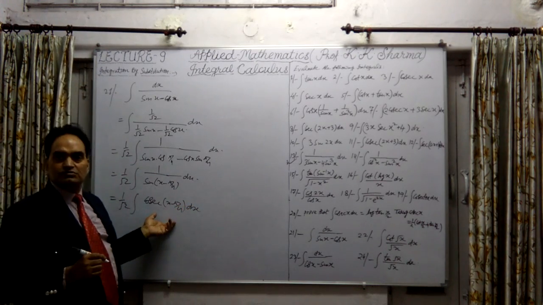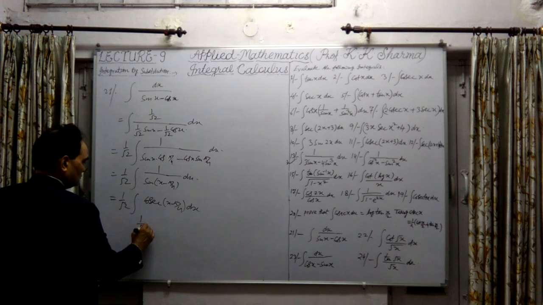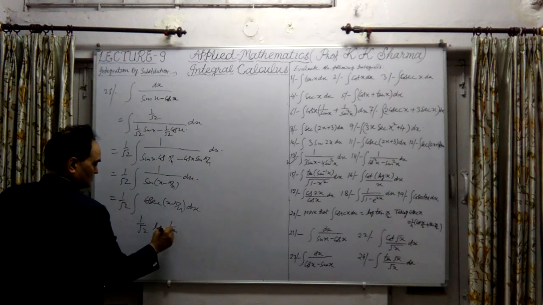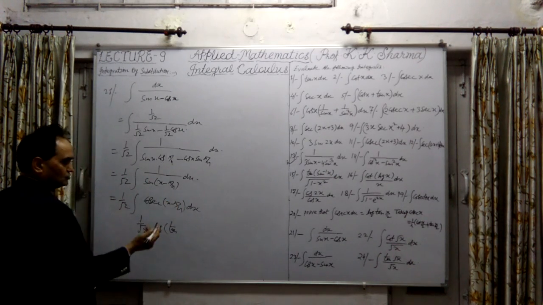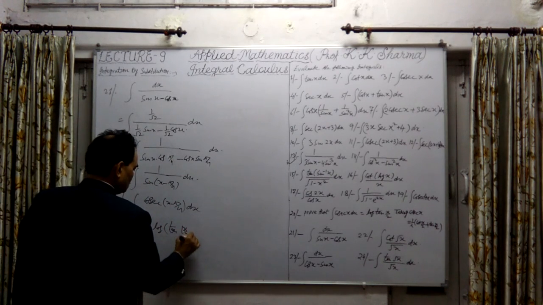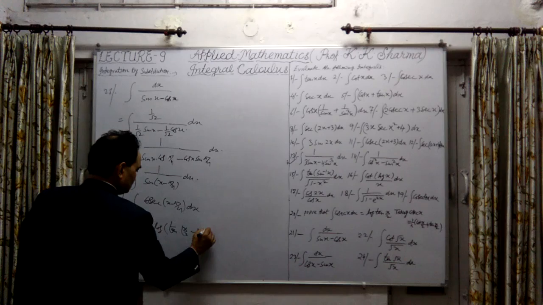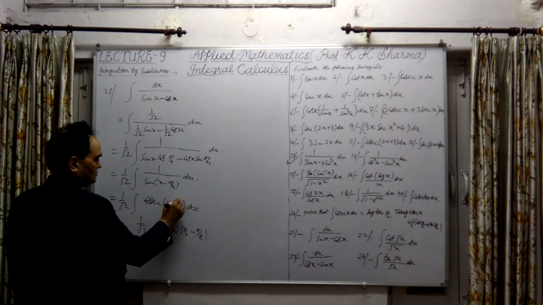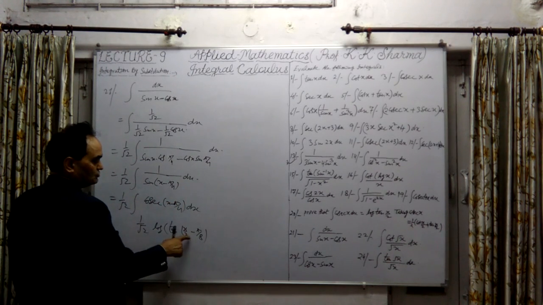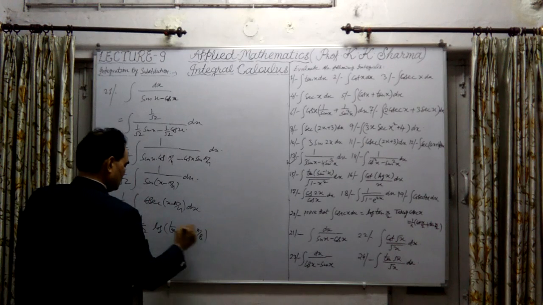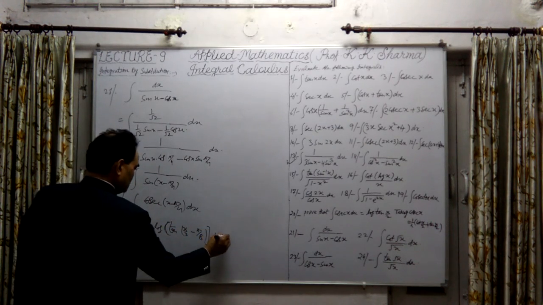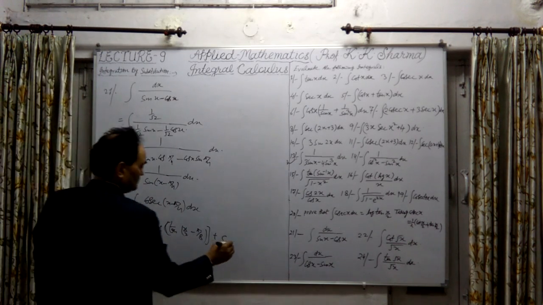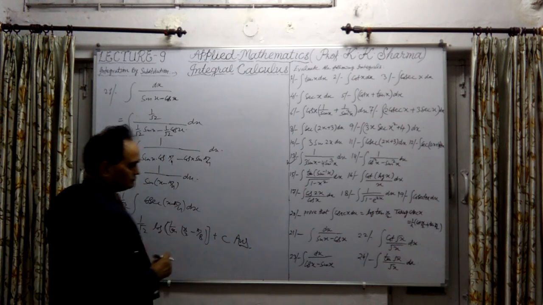Now we know the integration of cosecant x. It will be 1 upon root 2 times log of tan(x by 2 minus pi by 8). Whatever angle there is, we divide it by 2. It was x minus pi by 4, and we divide it by 2 again, which gives x by 2 minus pi by 8. So this is the final answer, plus the constant. This is the answer of this question.